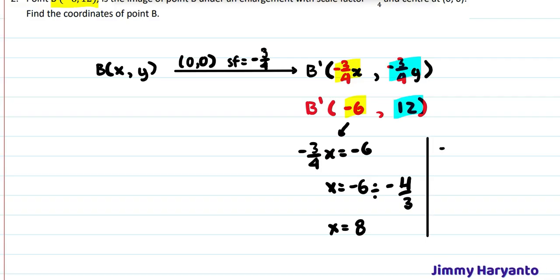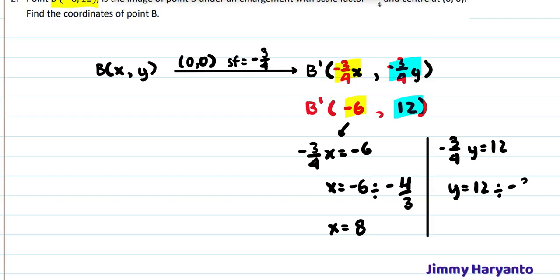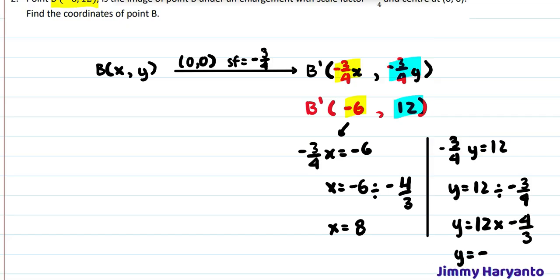Next, for the y, we will have negative 3 over 4 y equals to 12. So y equals to 12 divided by negative 3 over 4. It will become y equals to 12 times negative 4 over 3, and the result is negative 16. So the point B is 8, negative 16.